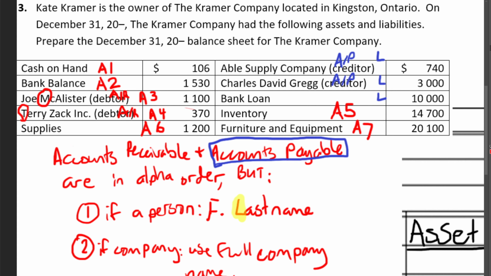Let's just quickly do my order of liabilities. Because these are both AP accounts, they follow the same rule here. So Able Supply Company is a company, so I care about the A. Charles D. Gregg is a person, so I will care about this G, which means Able will be the first liability, Charles will be the second liability, and bank loan will be the 3rd one. And I don't have a mortgage payable to worry about, so I will leave it at that.